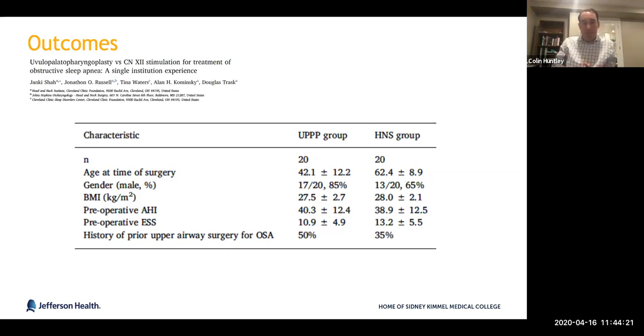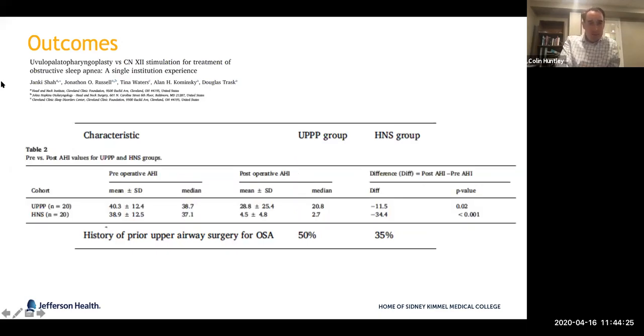The pre-op AHI is very similar, so disease burden is very similar between the two groups. And post-operatively, you see a post-op AHI of 28 in the UPPP group and 4.5 in the upper airway stimulation group. Typically, looking at the literature for UPPP, you will see a 30 to 35, maybe 40% reduction in the AHI with that surgery done in isolation. So this is pretty consistent with those outcomes, but you do see a significant improvement.